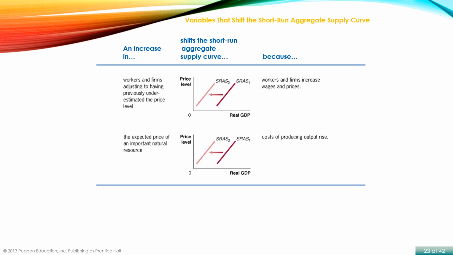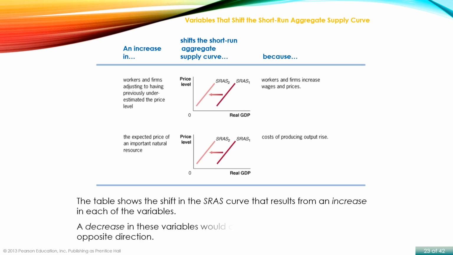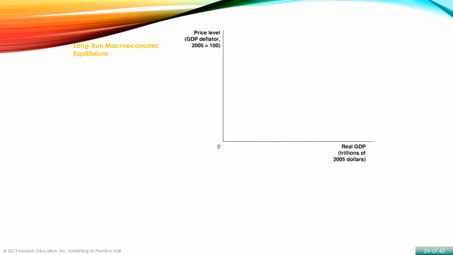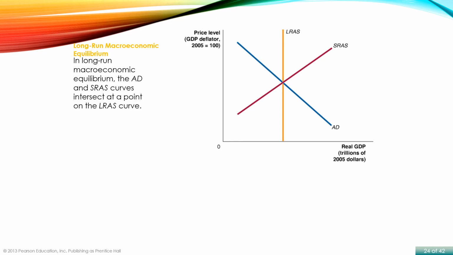So let's put it all together. When we put it all together, we have 3 curves instead of 2. So naturally, like before, when you intersect the upward sloping supply curve and the downward sloping demand curve, the point where quantity supplied is equal to quantity demanded is going to yield us our macroeconomic equilibrium.